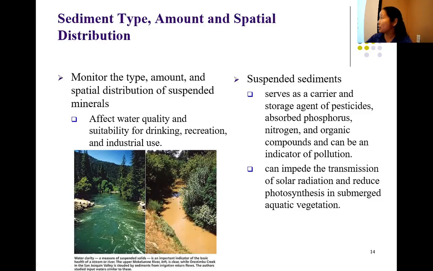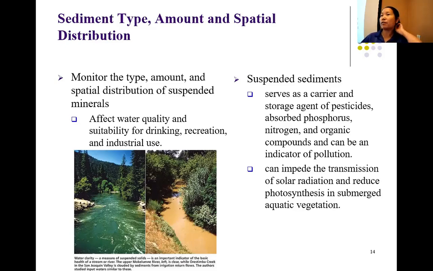Suspended sediments often serve as a carrier and storage agent for pesticides, absorbed phosphorus and nitrogen, and organic compounds, and can be an indicator of pollution. For example, it is well known that along the Mississippi River there are a lot of refineries, and also a lot of agricultural fields that constantly discharge fertilized water with pesticides, and a large amount of this content has been discharged into the Mississippi River delta front, causing a well-known effect called the dead zone.